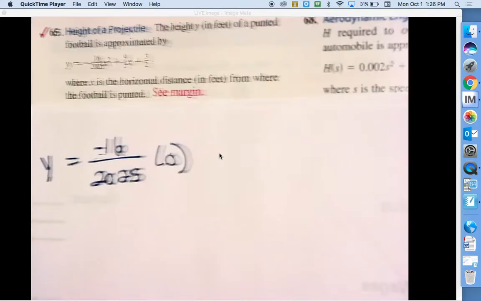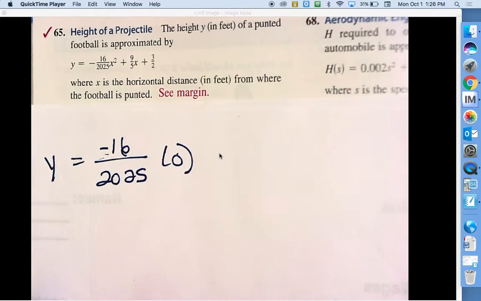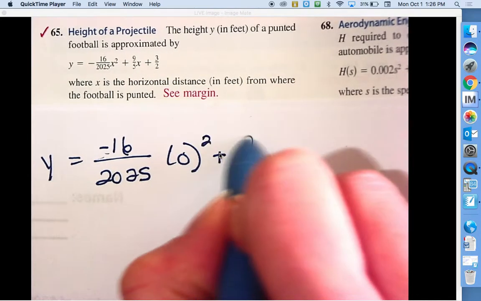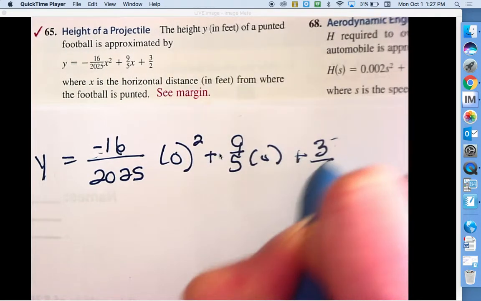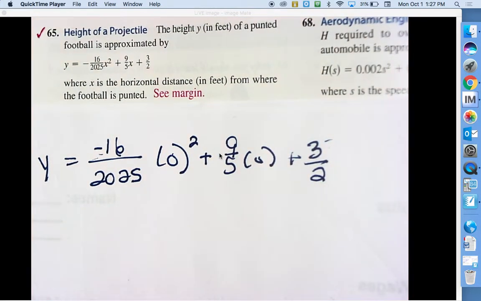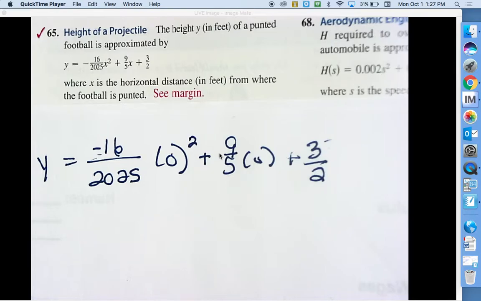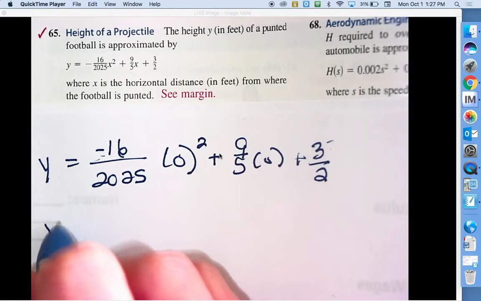If we want to find y when x is 0, we want to know what's the initial height of the ball when it's being kicked, being punted. It hasn't moved anywhere horizontally. So we're plugging a 0 in for x because that's the horizontal distance, and it hasn't moved anywhere because it hasn't touched the person's foot yet. So how high is the ball, Brandon?